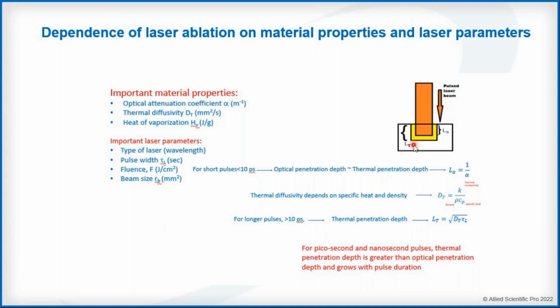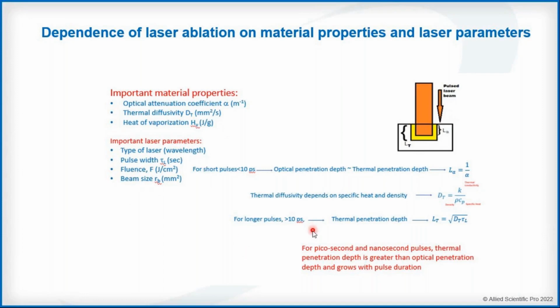So the yellow demonstrates the thermal penetration depth, and the orange represents the optical penetration depth. Some important material properties concerned here are optical attenuation coefficient, thermal diffusivity, heat of vaporization, and important laser parameters could be pulse width, fluence, beam size, and wavelength, basically.